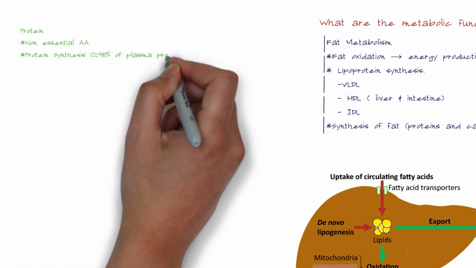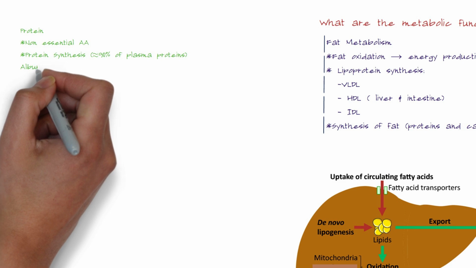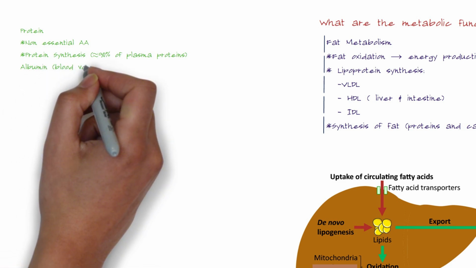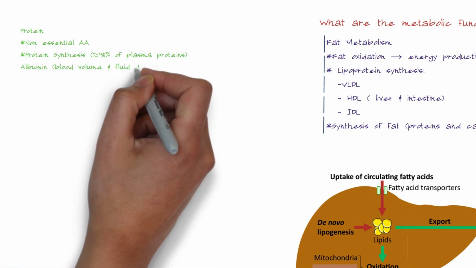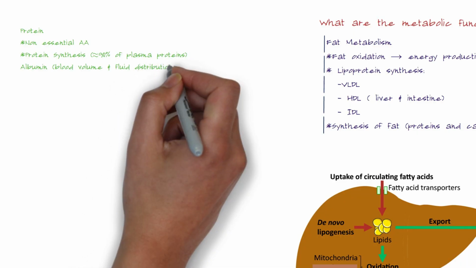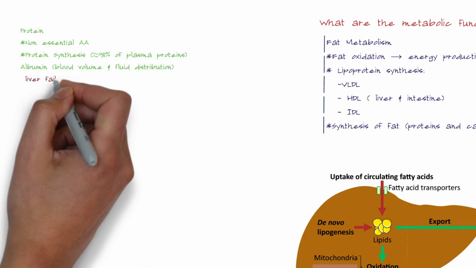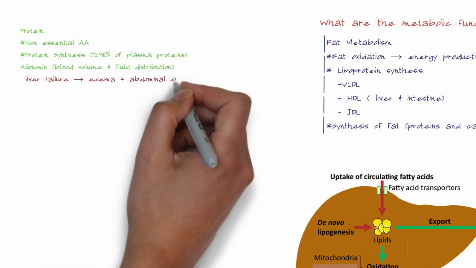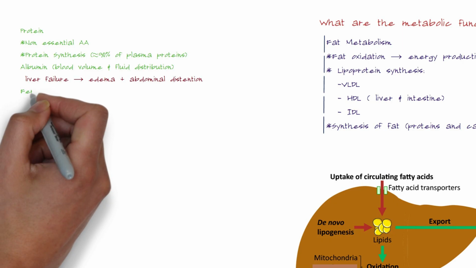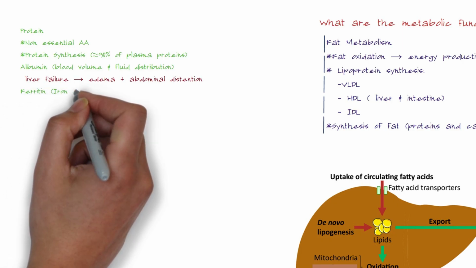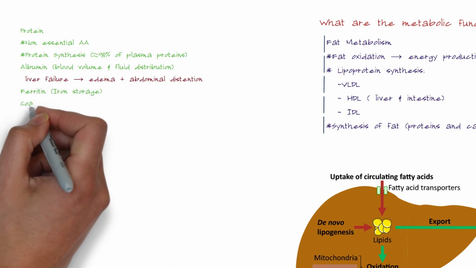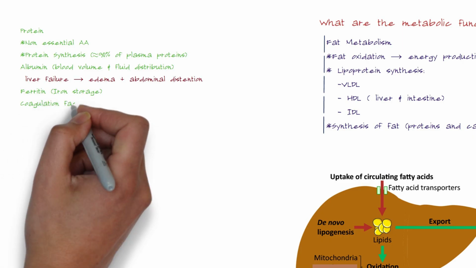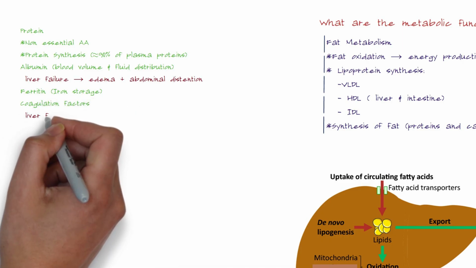The liver is responsible for synthesizing important proteins such as albumin, which is responsible for maintaining blood volume and fluid distribution. Liver failure would result in decreased albumin, and water escaping out of blood vessels, resulting in edema and abdominal distension. Ferritin is for storage of iron, and coagulation factors are for stopping bleeding.